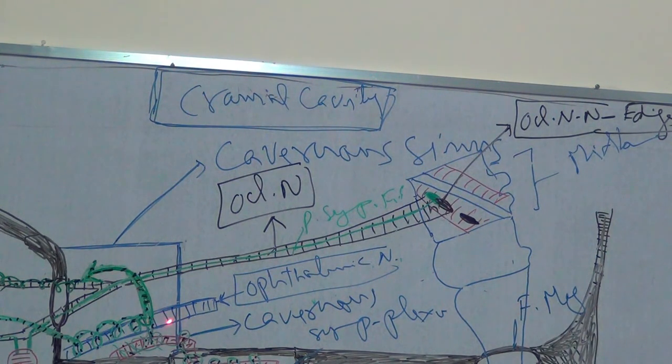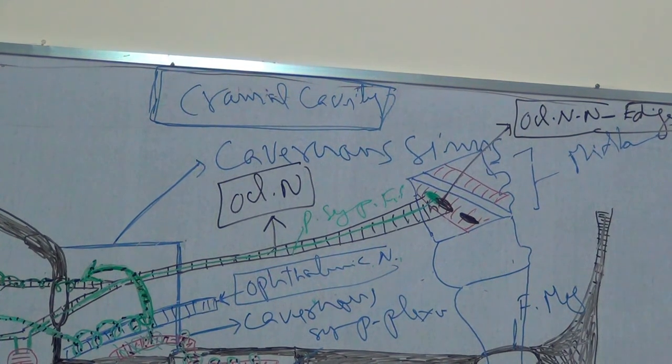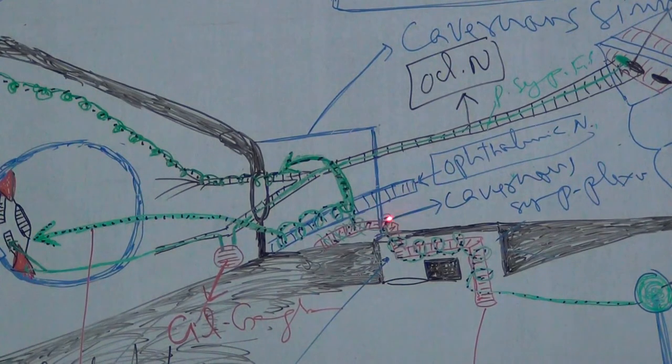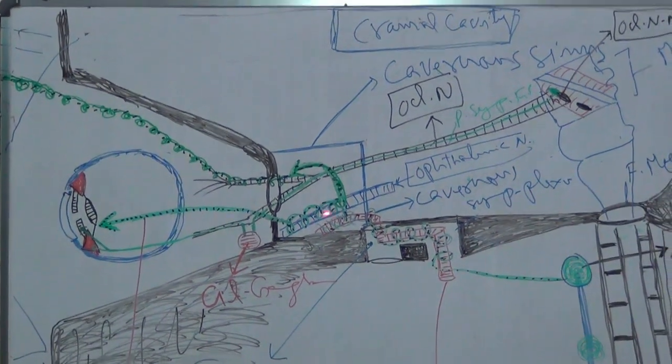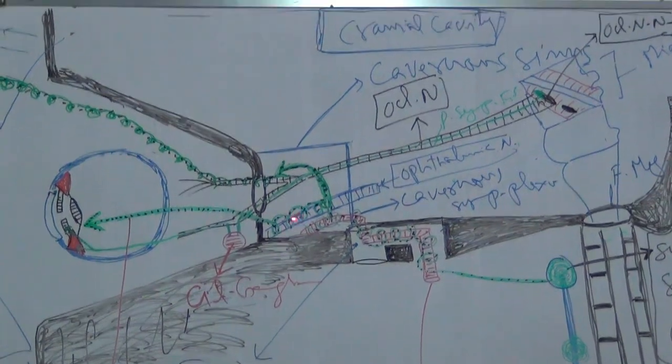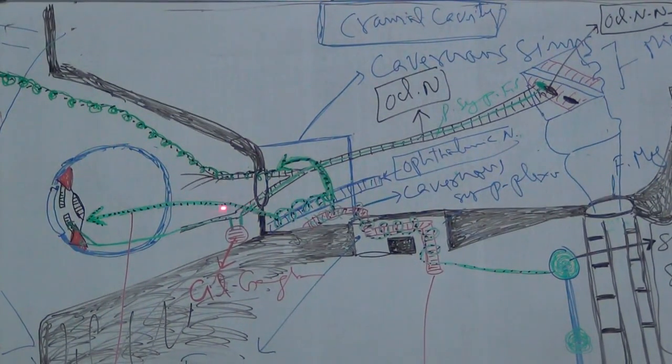Now here you can see the sympathetic nerve fibers follow the course of the ophthalmic nerve. But the ophthalmic nerve is a purely sensory nerve. It is not sympathetic. These sympathetic fibers follow the course of the ophthalmic nerve. The sympathetic fibers use the ophthalmic nerve as a means of transportation to reach their destination, that is the iris.